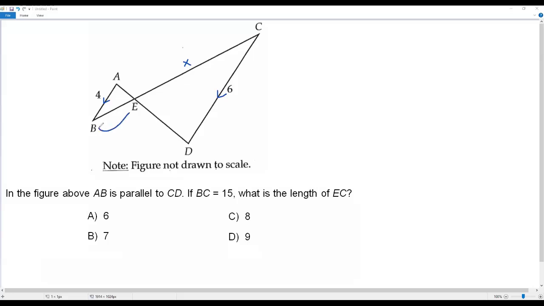Since we know the length of BC, that is 15, we will be able to express the length of BE in terms of x. So the length of BC is 15 and the length of EC is x. Then what is the length of BE? It is 15 minus x.